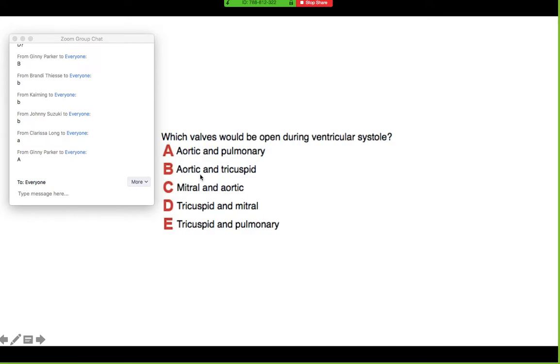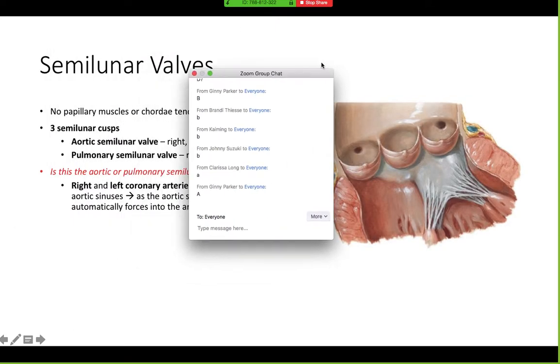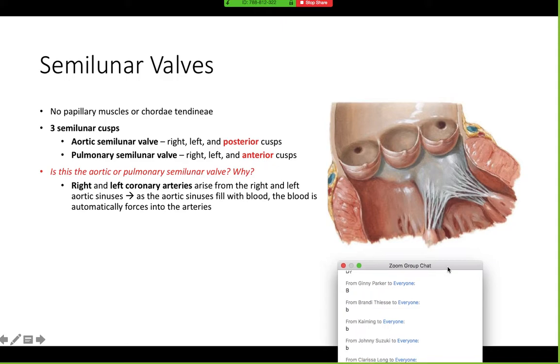Right, so aortic and pulmonary. And then tricuspid and mitral are going to be open during diastole because that's when you're filling. So the correct answer is A. Okay. Semilunar valves.